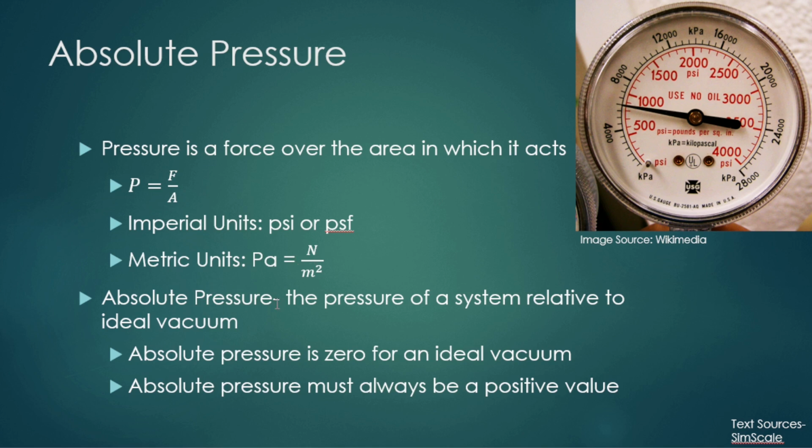So absolute pressure is the pressure of a system relative to ideal vacuum. So absolute pressure will be 0 for an ideal vacuum, and absolute pressure must always be a positive value. You can't have a negative absolute pressure.